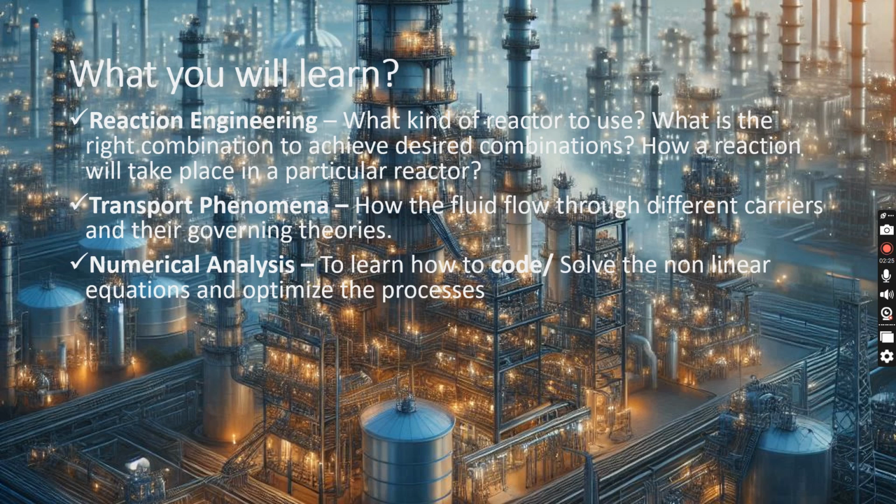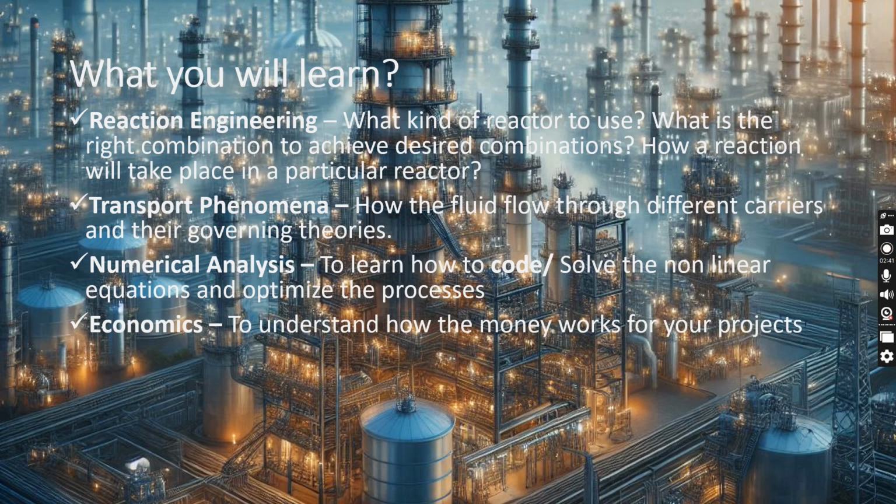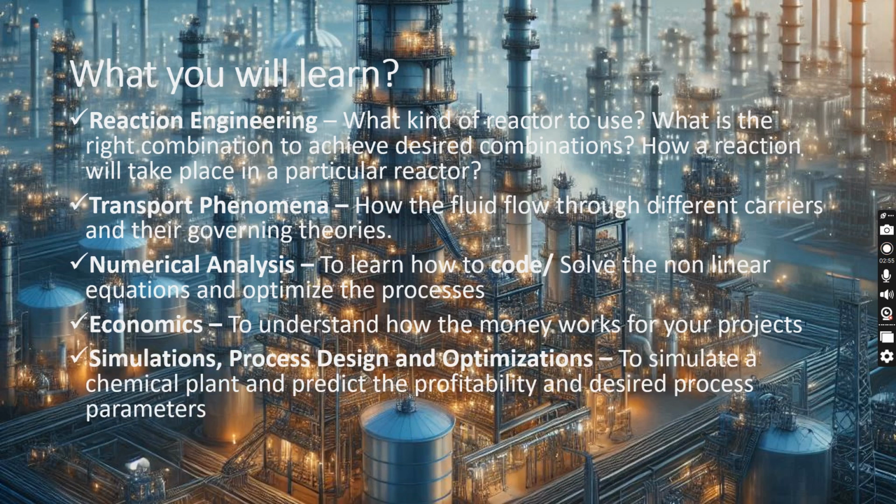This is important because when you design a chemical plant or a chemical flow sheet, you need to optimize it to give a desired concentration and conversion, with the raw materials and products at an optimized cost so that the business may be profitable. You will also learn about economics, because all industry revolves around one thing, making money and delivering consumer value. You will understand how money works for your project and how a chemical plant works in general. Similarly, you will learn about simulations, process design, and optimization.